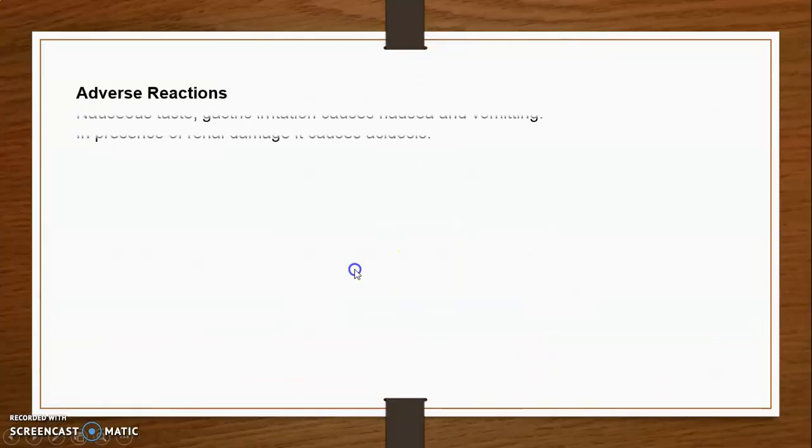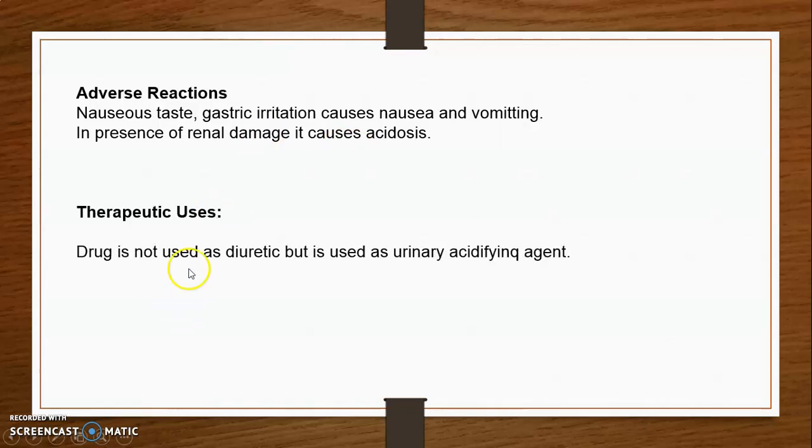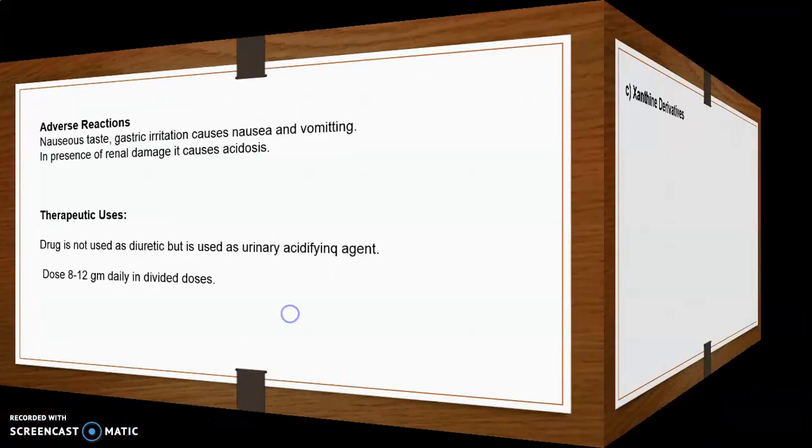Then we see the adverse reactions of it. Because of these salts, nauseous taste, gastric irritation, then vomiting are caused. In the presence of renal damage, it causes acidosis. Therapeutic uses: the drug is not used as a diuretic, but it is used as a urinary acidifying agent. Its dose is 8 to 12 gram daily in divided doses.